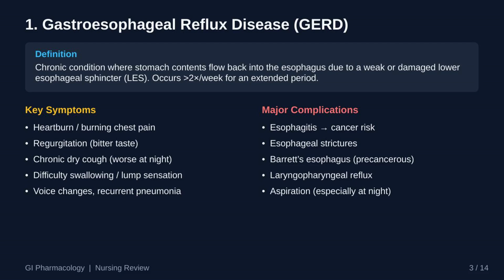Gastroesophageal reflux disease, or GERD, is a chronic condition in which stomach contents flow back into the esophagus due to a weak lower esophageal sphincter. Key symptoms include heartburn, regurgitation, chronic night cough, and difficulty swallowing. Major complications include Barrett's esophagus, which significantly increases cancer risk, esophageal strictures, and aspiration.